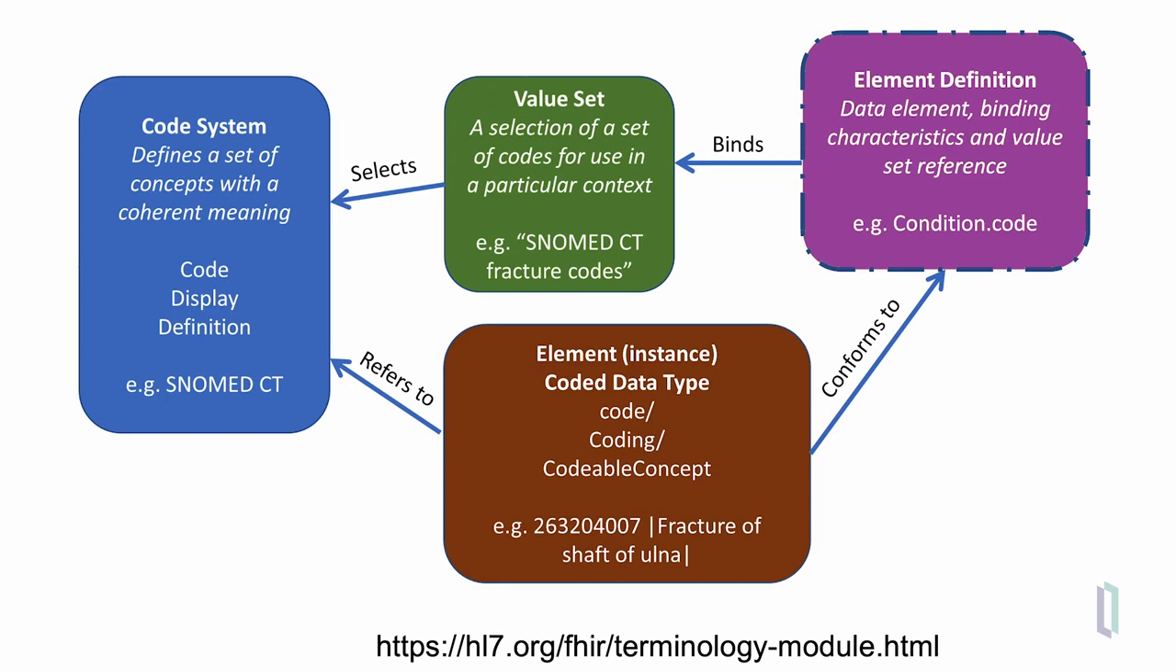Those then come from the code system represented on the left in the blue box that includes the code, the display text, and the definition of each code. Those are represented as an element instance with a coded data type and a specific member of that value set, in this case for fracture of the shaft of the ulna.